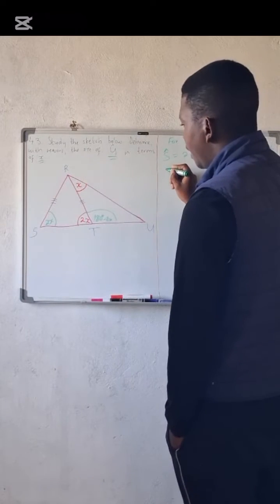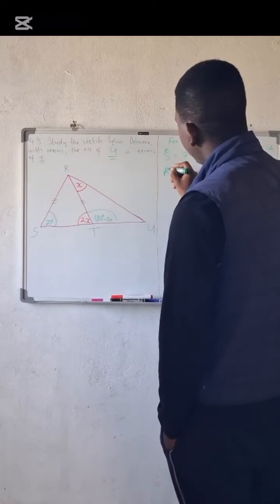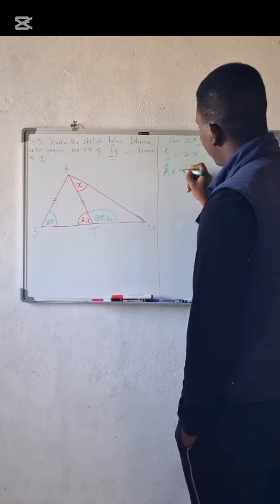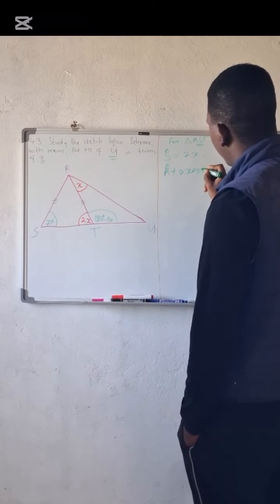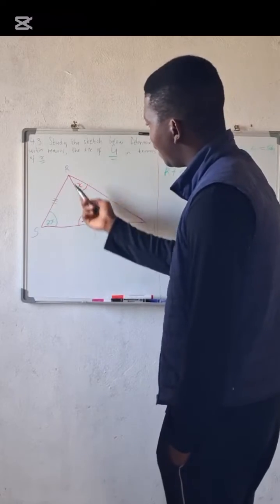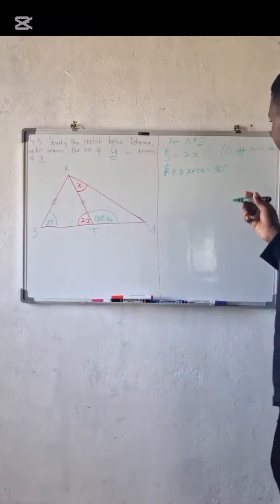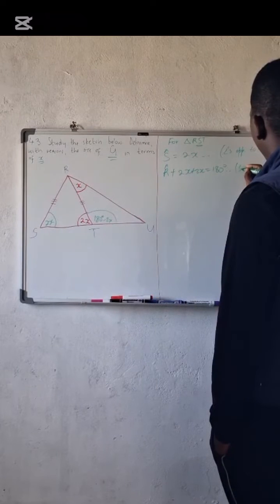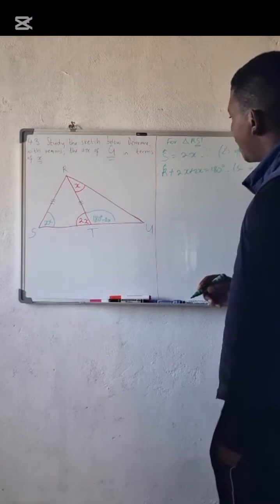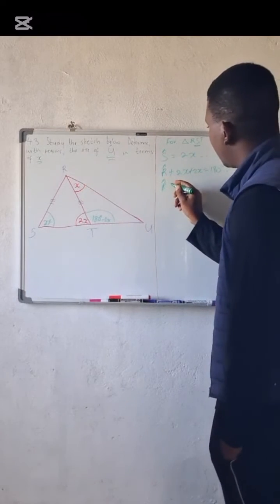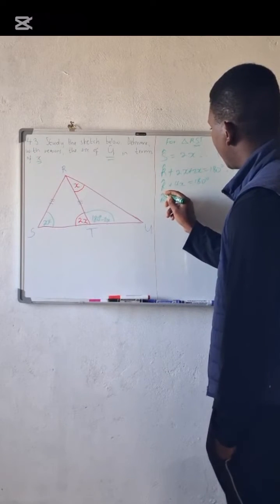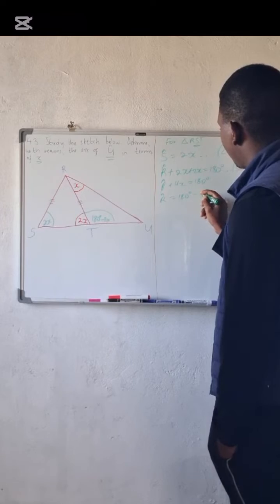So to find R, R plus 2x plus 2x is equal to 180 degrees. Remember, I add everything here to find R, right? So the reason is sum of angles in a triangle. Now R plus 4x is equal to 180 degrees. So R is equal to 180 degrees minus 4x.